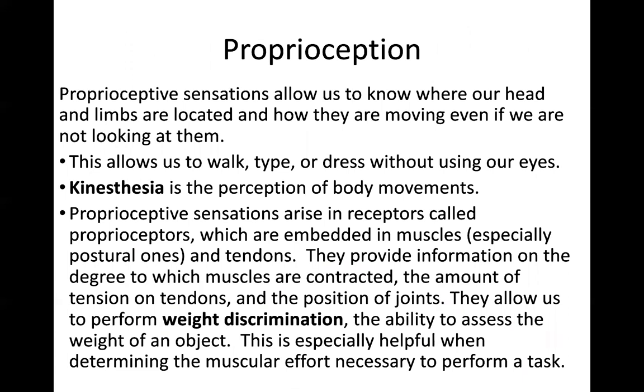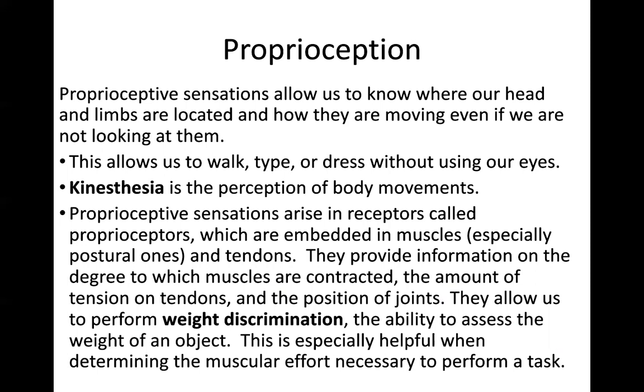All right. The other somatic sense that we're going to talk a little bit more about, we're not going to really get into tactile or thermal, is proprioceptive or proprioception. Proprioceptive sensations or proprioception allow us to know where our head and limbs are located and how they're moving, even if we're not looking at them. It allows you to walk in the dark without using your eyes, something that a lot of people just really take for granted. How amazing that we can do these body movements.